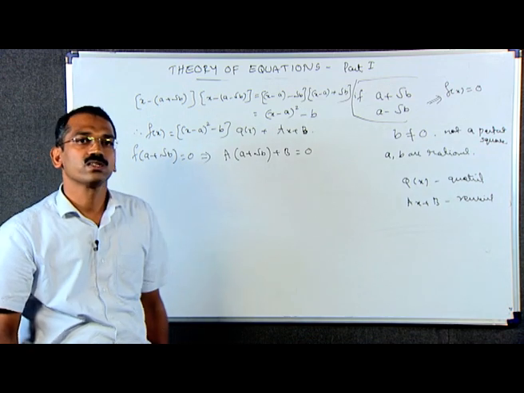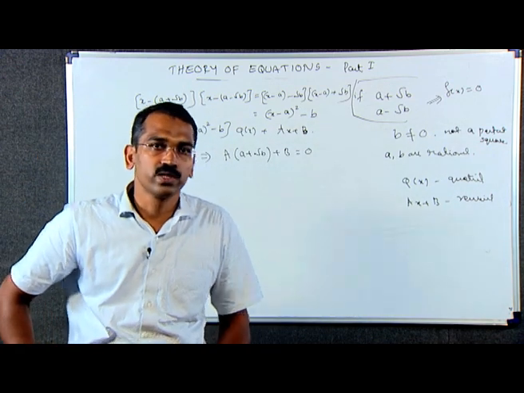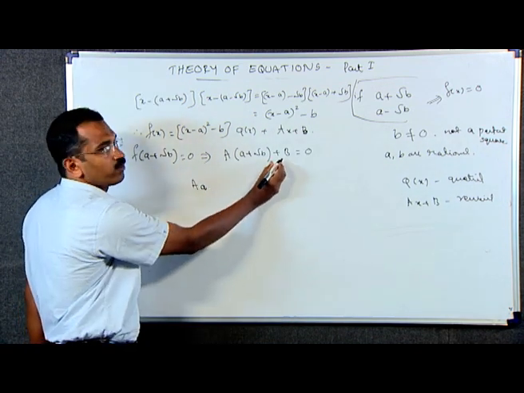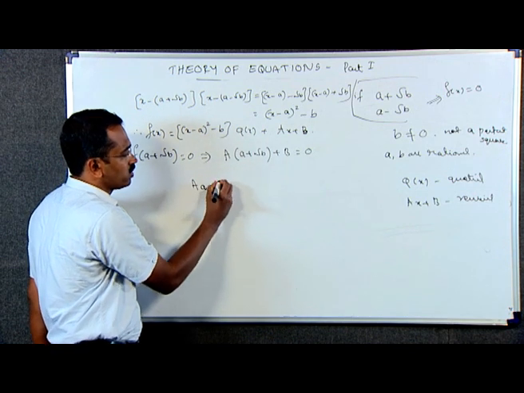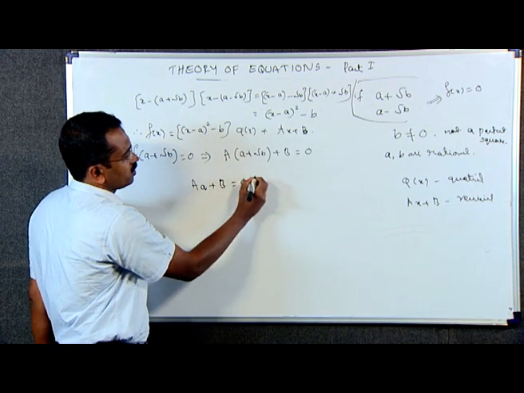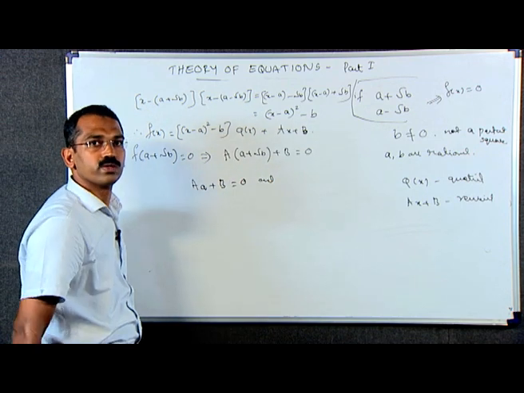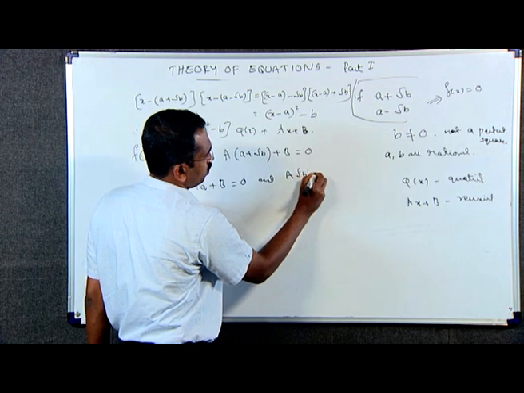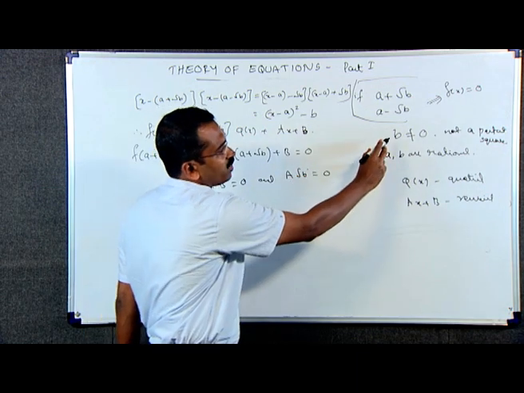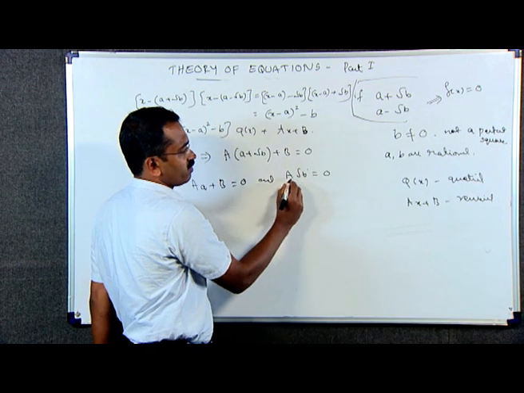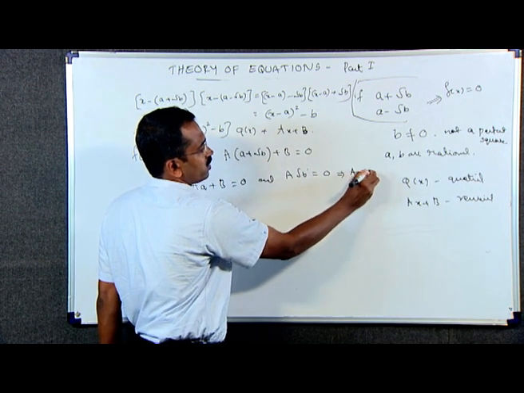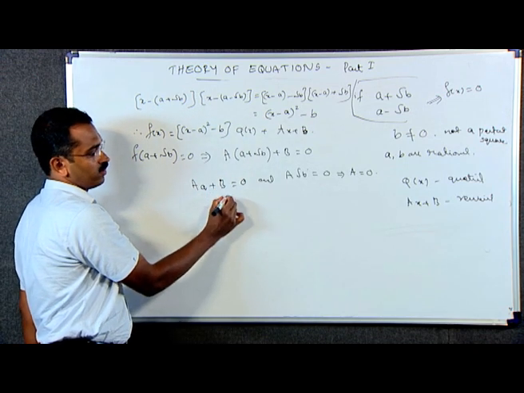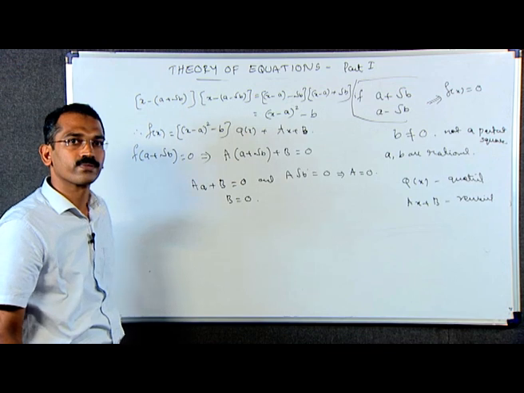Equating the rational and irrational parts, we will get a into a plus b is equal to 0 and a into root b is equal to 0. Since b not equal to 0, from this we can write a is equal to 0. Therefore, a equal to 0 means b also is equal to 0.